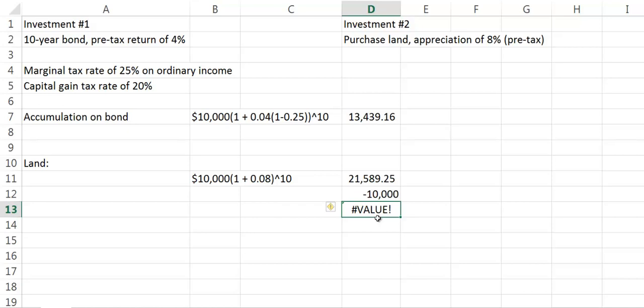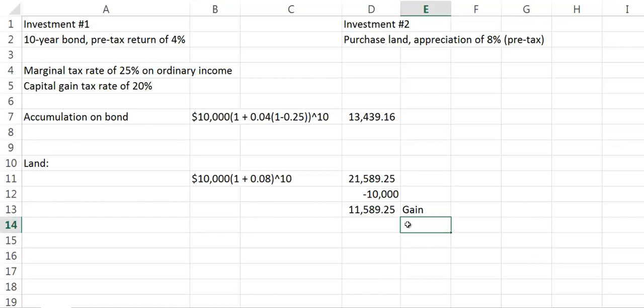Sometimes Excel is finicky. There we go. The amount of my gain is going to be this amount, $11,589. So this is the amount that the land is worth after 10 years. My land cost me $10,000, so the $11,000 is the amount of the gain. But we're going to have to pay tax on the gain. And it says that the capital gain is taxed at 20%, correct? Okay, it says it's taxed at 20%.